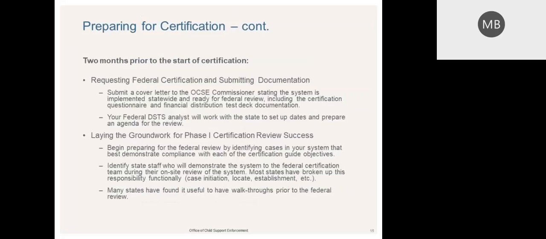Two months prior to the start of certification, request federal certification and submit documentation. Submit a cover letter to the OCSE Commissioner stating the system is implemented statewide and ready for federal review, including the certification questionnaire and financial distribution test deck documentation.